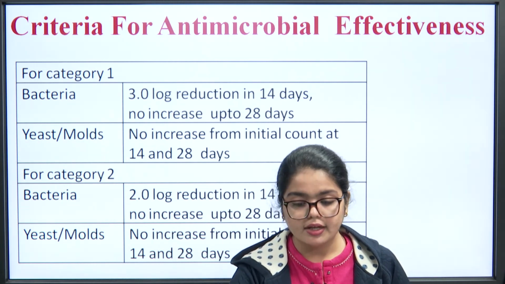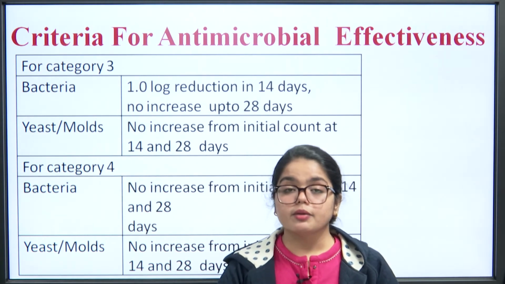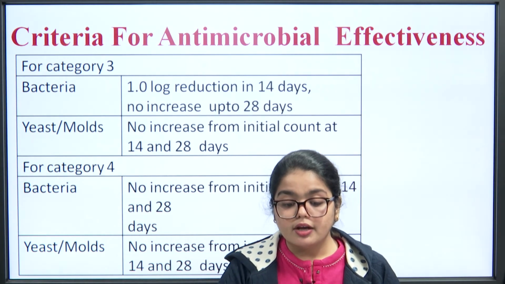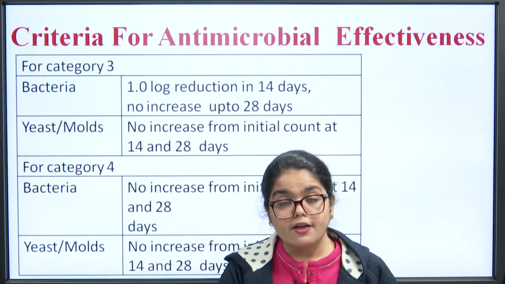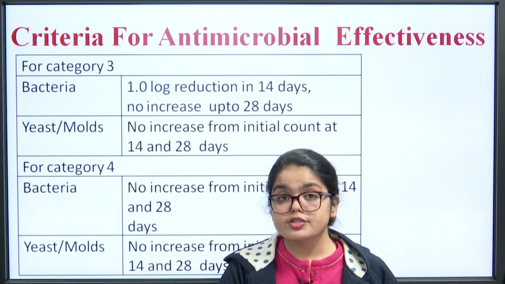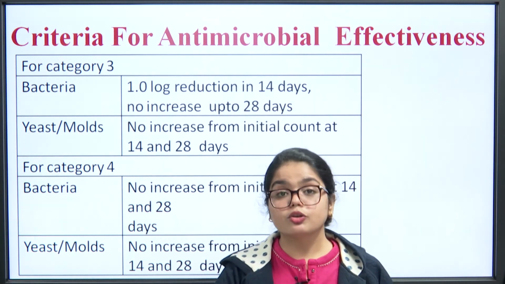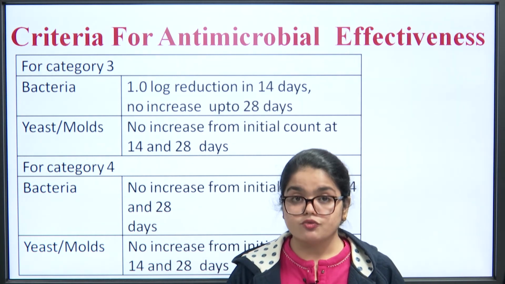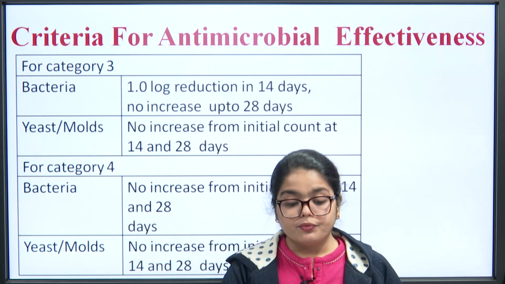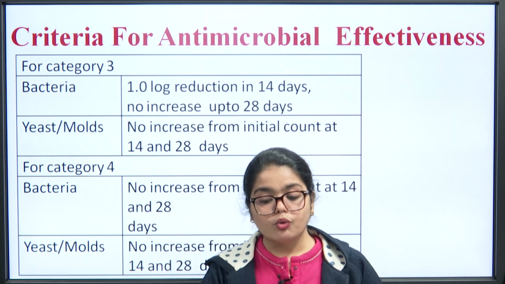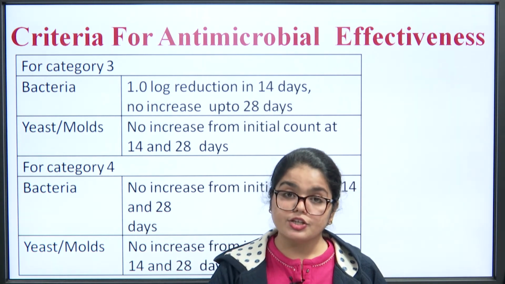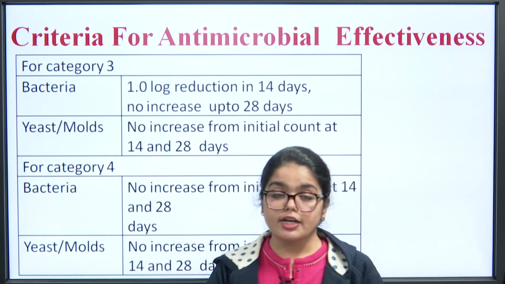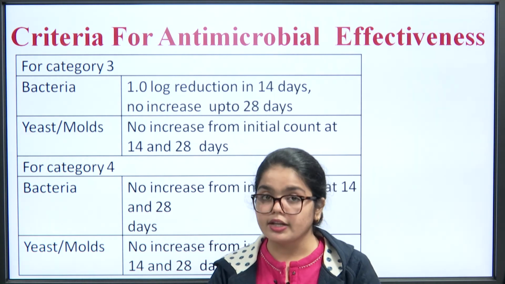Coming to the next slide, the criteria for antimicrobial effectiveness for category 3. For bacteria, a 1 log reduction in 14 days, a 1 log phase reduction within 14 days, and there should be no increase up to 28 days. It is the effectiveness test for the antimicrobial preservative. Then comes yeast and mold, there should be no increase in the initial count. What was the initial count at 14 days and 28 days? We check at 14 days and we check at 28 days, there should be no increase in that initial count.